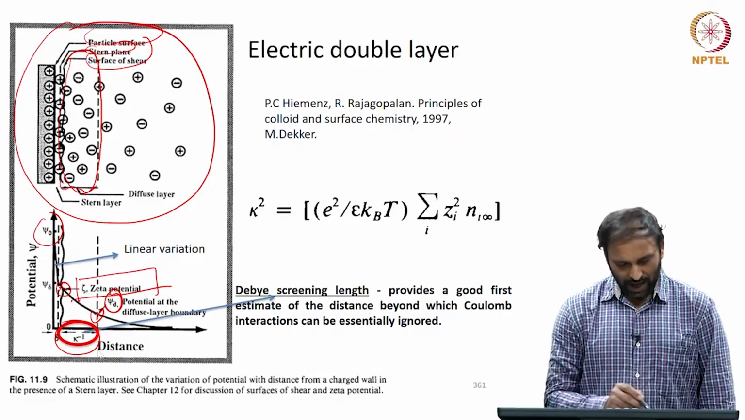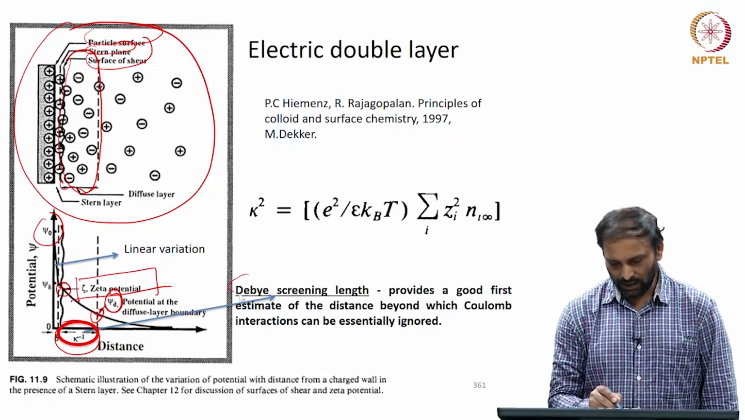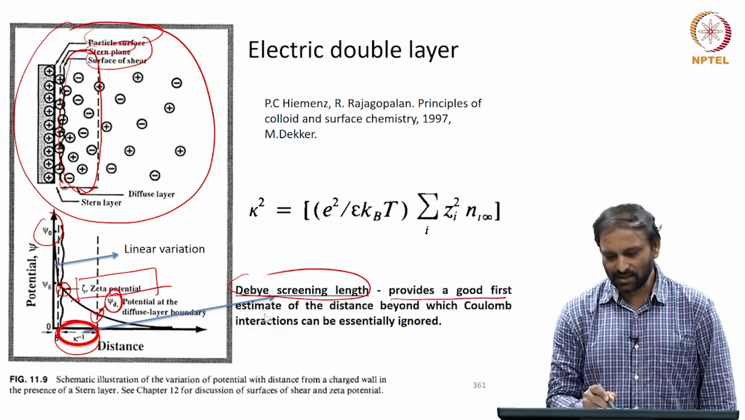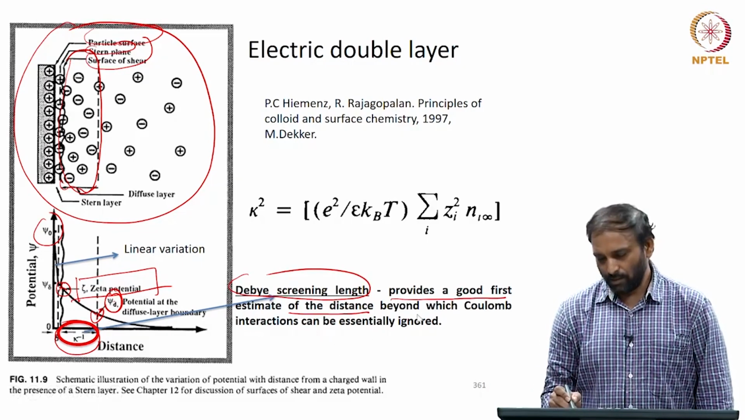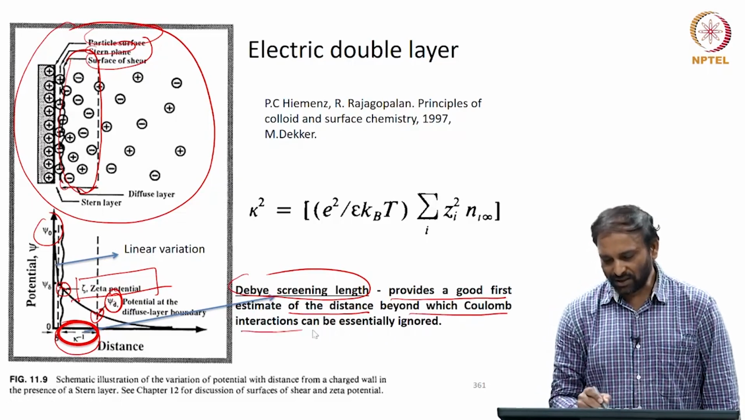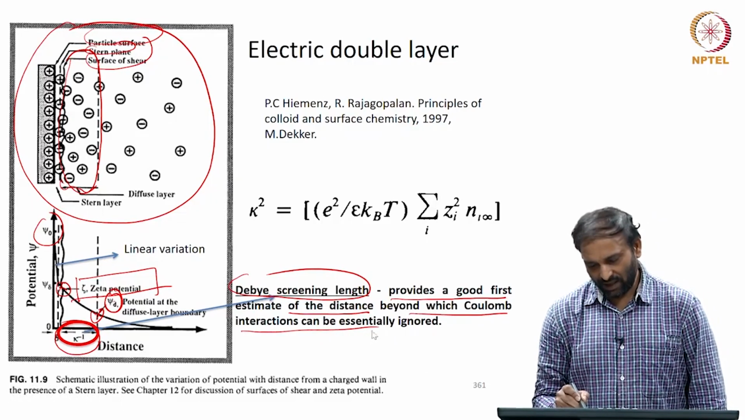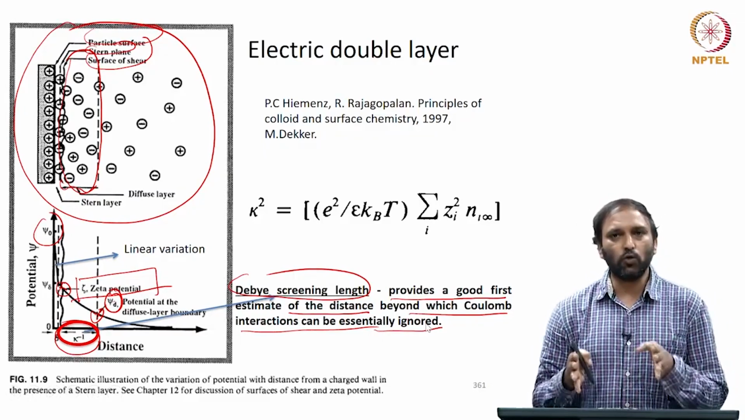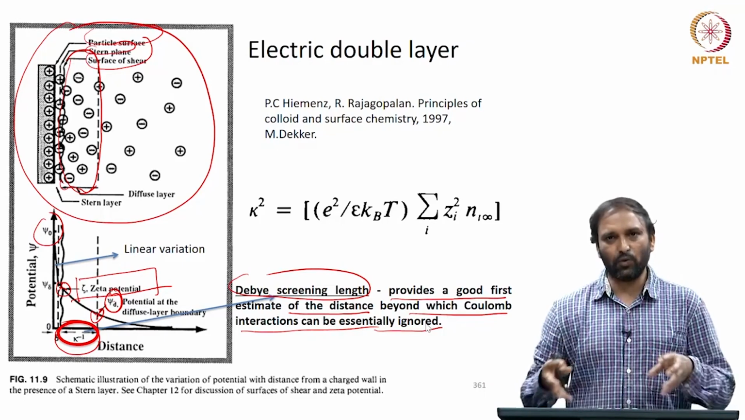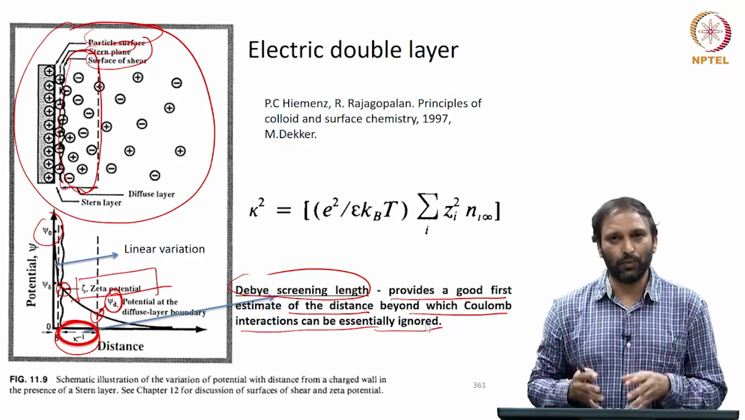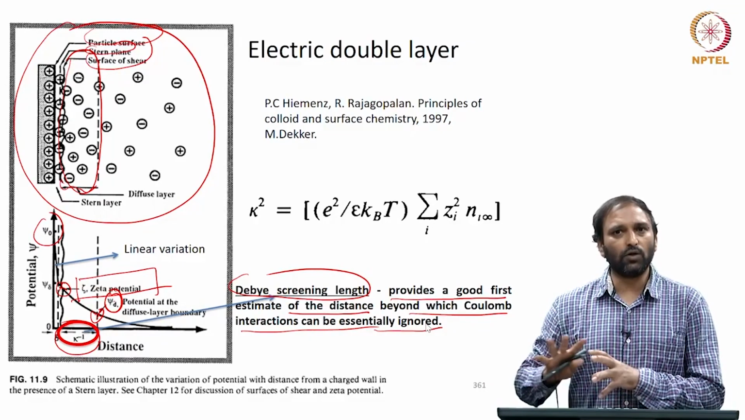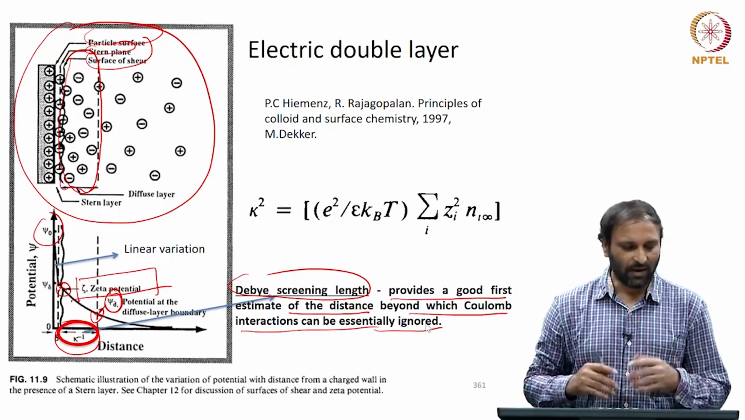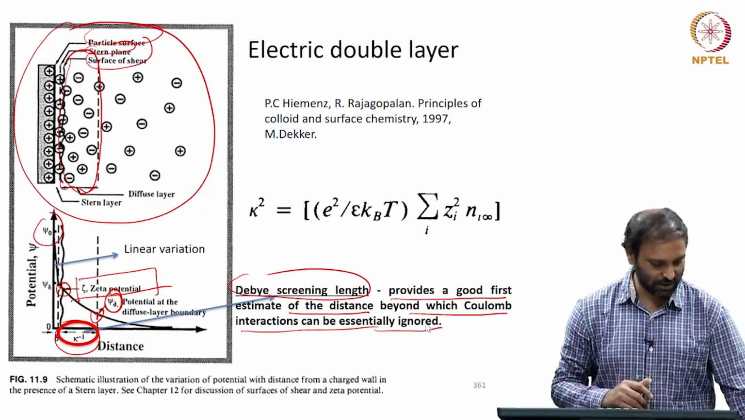And this K inverse, the Debye screening length, provides a good first estimate of the distance beyond which the Coulomb interactions can essentially be ignored. That means if we are considering two particles in solution, if the distance between the particles is larger than K inverse, we can ignore the electrical double layer interactions, and one has to worry about the other kinds of interaction that may be present in the system.